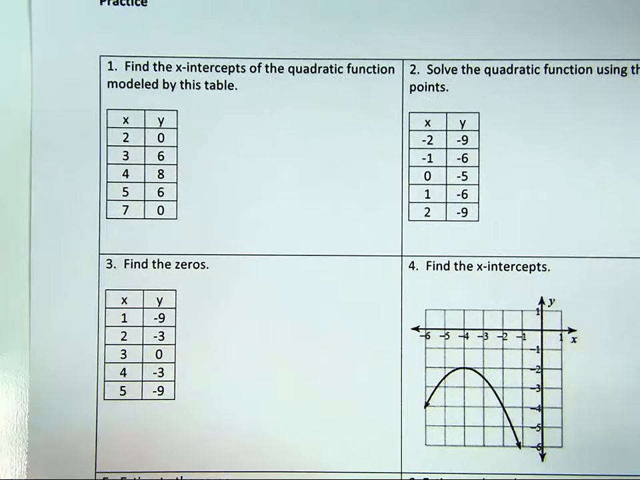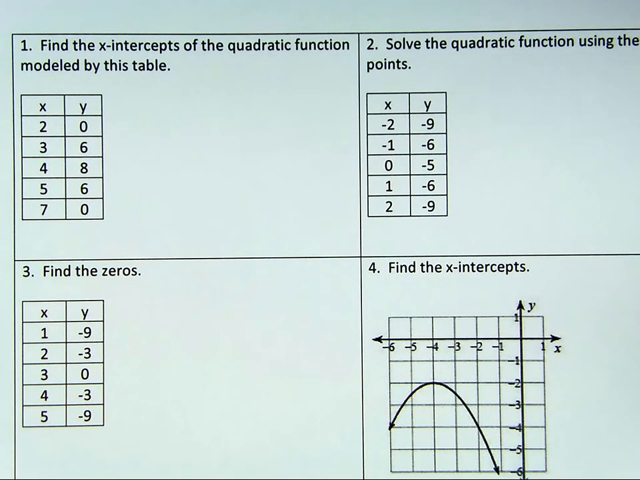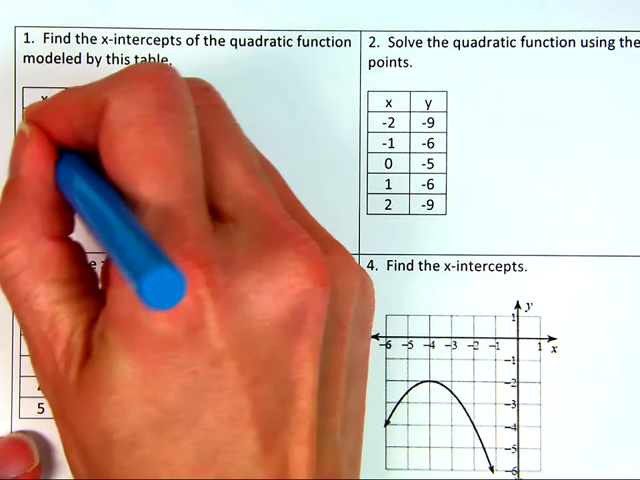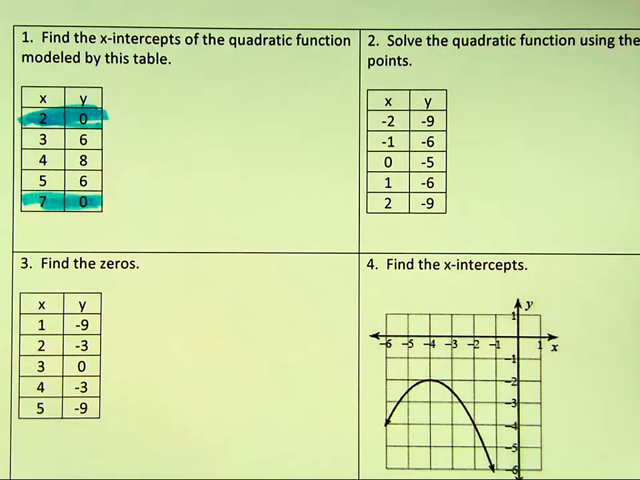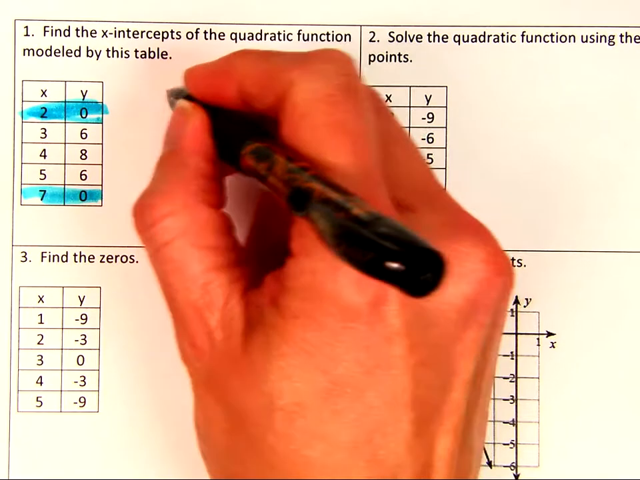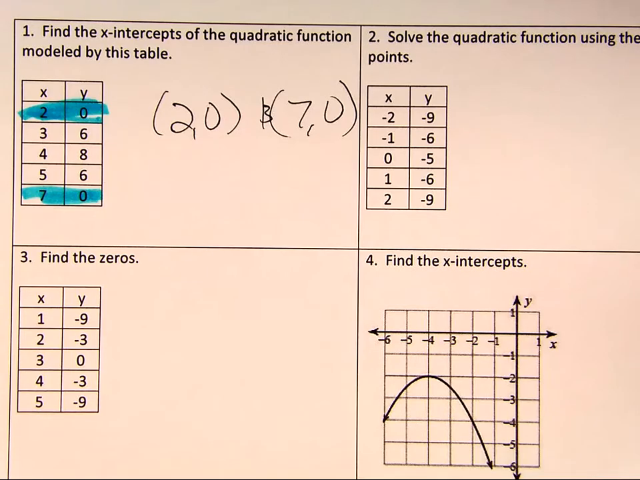Okay, so let's practice. Here we go. We're going to find the x-intercepts. Remember, the x-intercepts happen when y equals 0. So I just see a y equals 0 there and there. What are my x-intercepts? 2, 0, and 7, 0. Yes, indeed, it is really that simple.